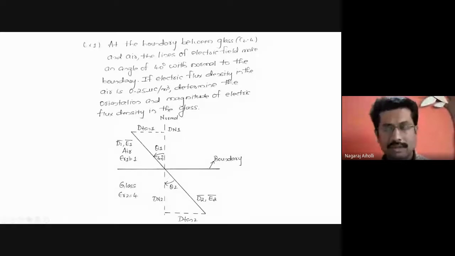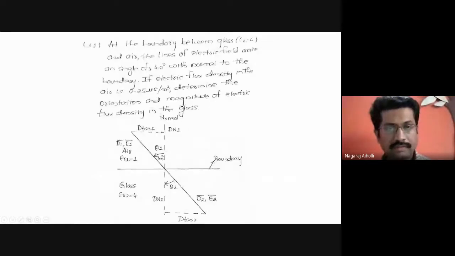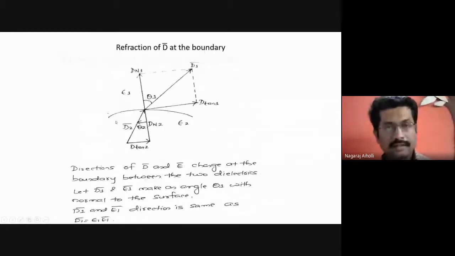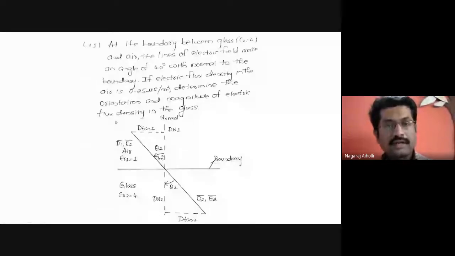For this, we know the condition we have derived in the last class: Dn1 equal to Dn2. That was the derivation between two dielectrics. And one more equation is En1 by En2 equal to epsilon 2 by epsilon 1. Okay, let us use these equations. Dn1 equal to Dn2 and En1 by En2 is equal to epsilon 2 by epsilon 1.